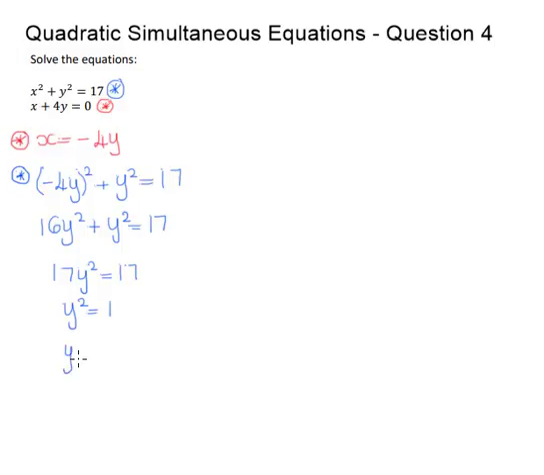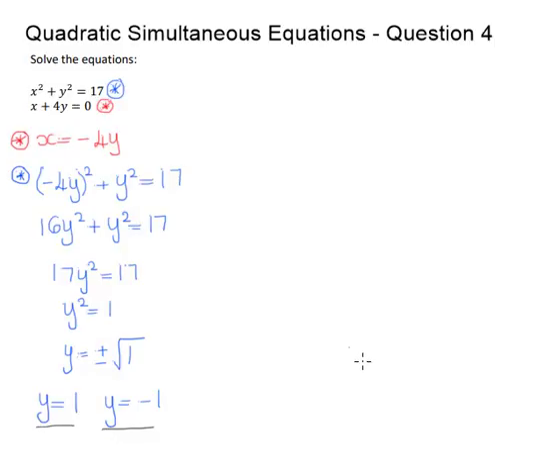which means that y is going to equal plus or minus the square root of 1. Notice here this plus or minus is so important, because it gives us both of our values for y. So one of the values would be when y is 1, and the other one would be when y is minus 1. And these are my two values for y.